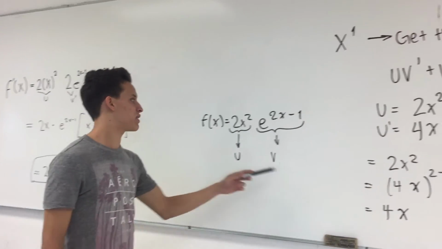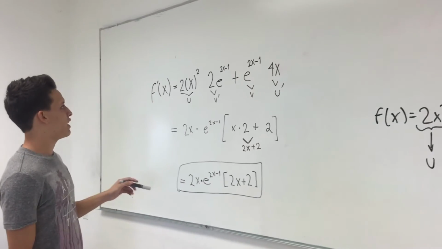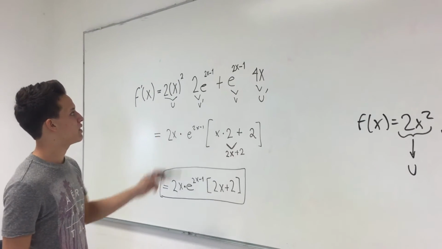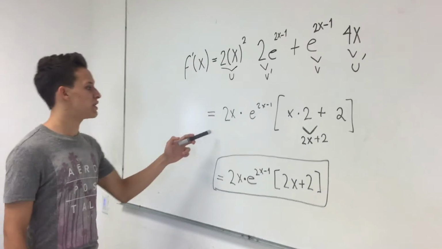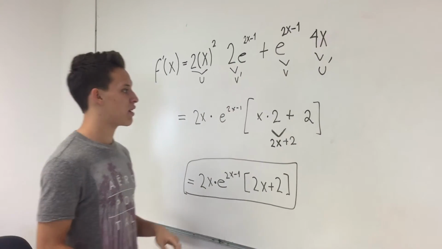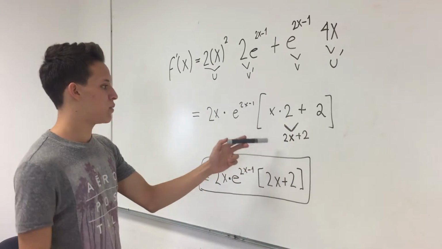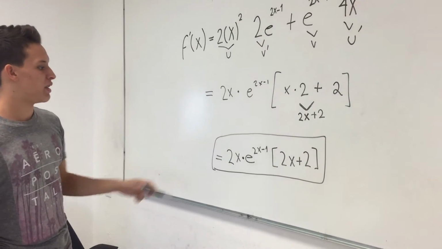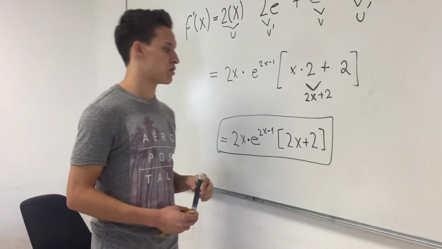Once we got the derivatives of these values, we're going to continue with the product rule. We write the values u times the derivative of v plus v times the derivative of u. In this case, we take out the common factors of the equation, multiplying the values that we are left with, and then we simplify the values inside the bracket to get 2x plus 2. And our final answer is going to be 2x times e elevated to 2x minus 1 times 2x plus 2.